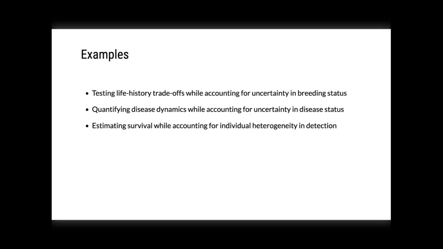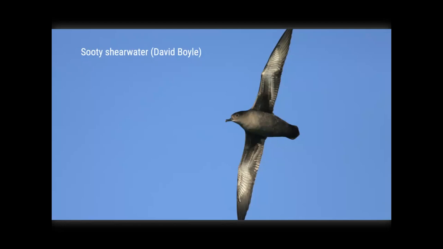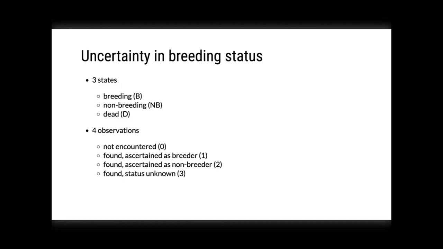Okay, life history trade-offs. We go back to the example that Daniel used to introduce multi-state models. And now we have three states, breeding, non-breeding, and dead, like before. But the difference is in the observation. You have four observations. A bird may be not encountered. It may also be encountered, but in contrast with multi-state capture-recapture data, we don't know its state for sure.